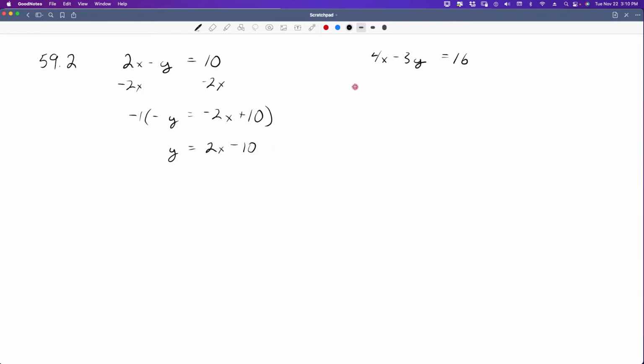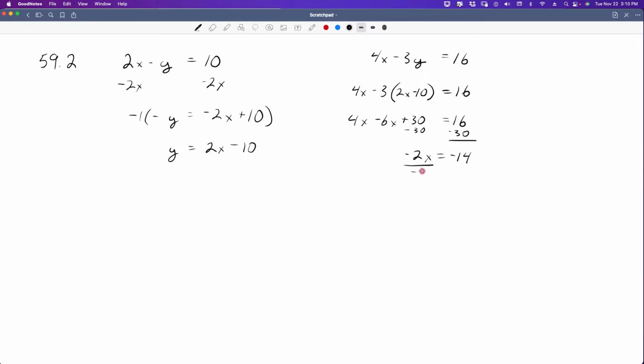So I'm going to do that over here. 4x minus 3, and then the value for y is 2x minus 10, is equal to 16. Now I'm just going to distribute. Negative 3 times 2x is negative 6x. Negative 3 times negative 10 is a positive 30. If I combine these two, I get a negative 2x, and I'm going to subtract 30 from both sides. So that is going to leave me a negative 14.